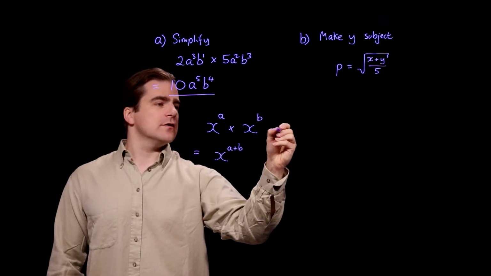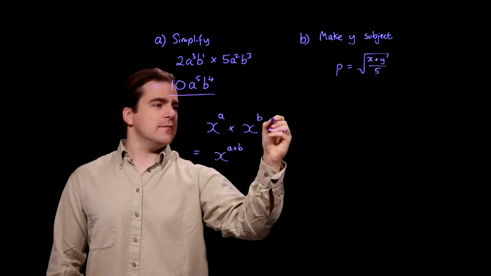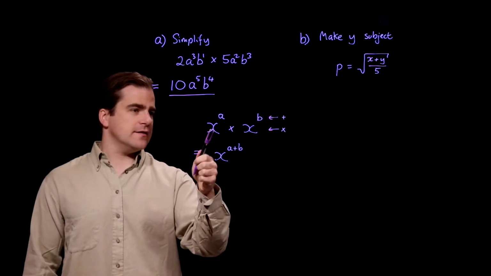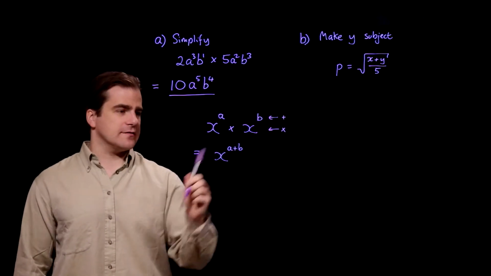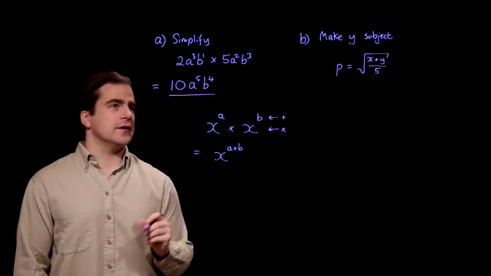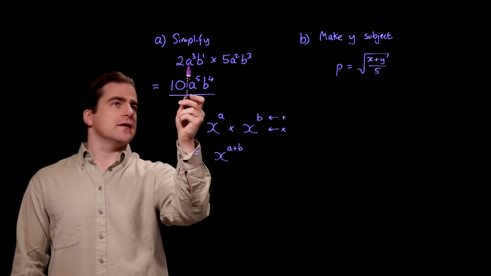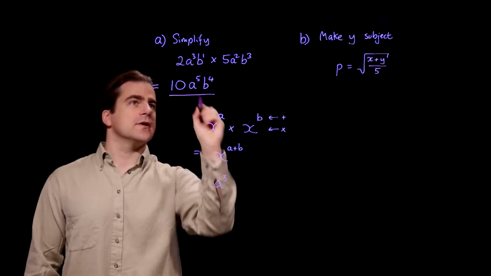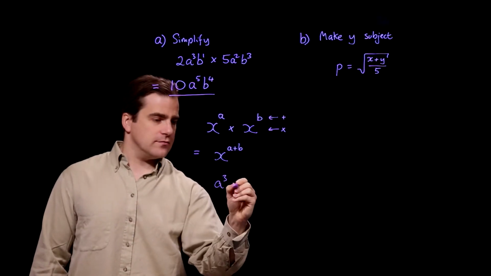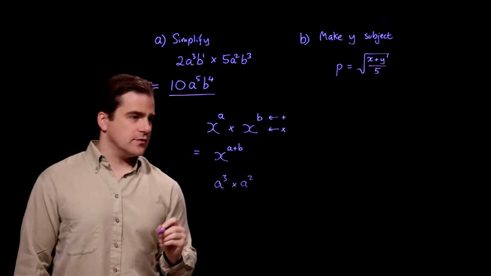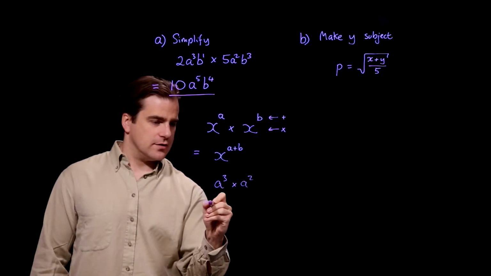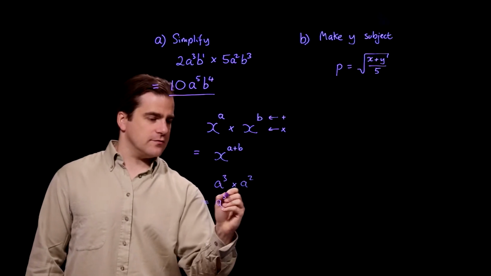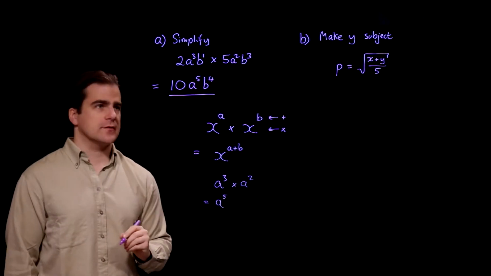If you're multiplying them, then you add them. So x to the a times x to the b is x to the a plus b. And in this case, we had a to the 3 times a to the 2. So using this law, it was a to the 3 plus 2, which is 5. Okay.